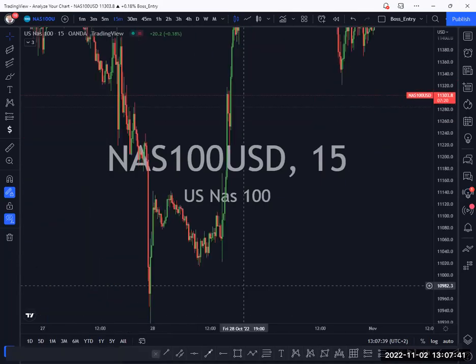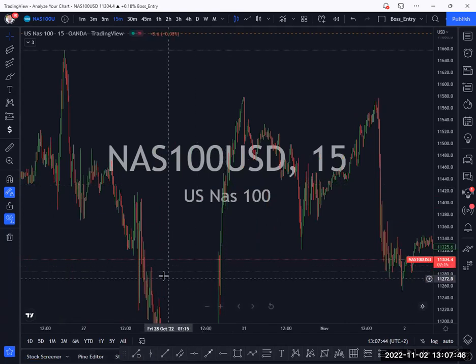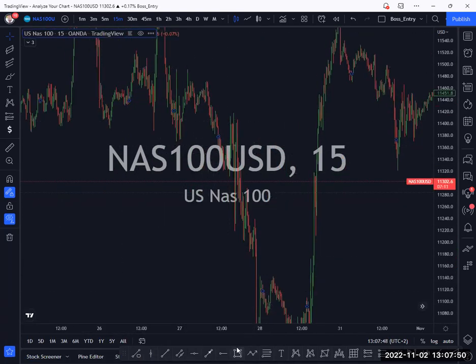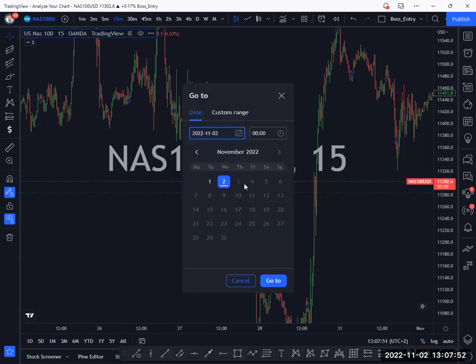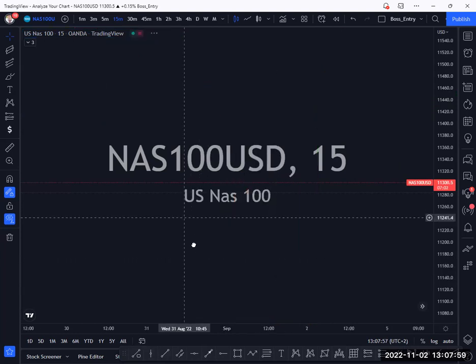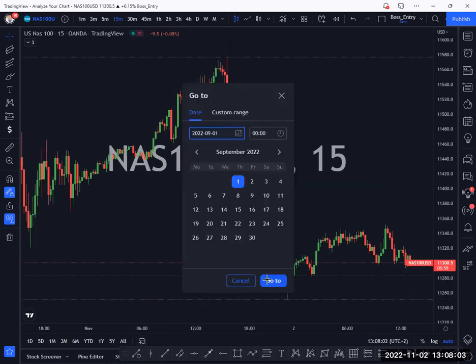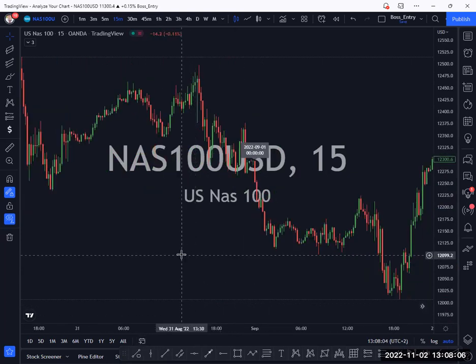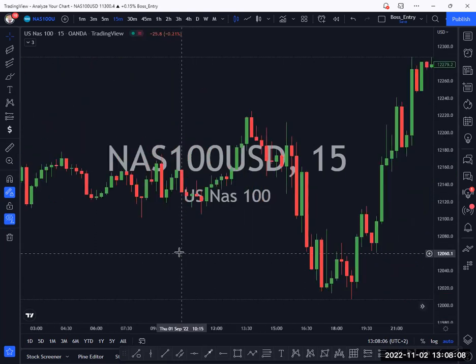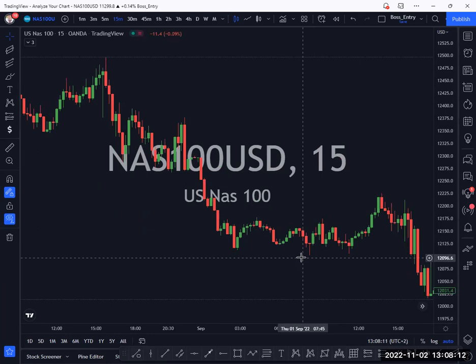So we're on chart. This is Nasdaq. Let's check Nasdaq, maybe let's jump to a random date, maybe last month or September. Okay, let's go to September on Nasdaq M15. Okay, I forgot to reset the chart. Let's go again. So we're on Nasdaq, and we're trying to understand what is going on.